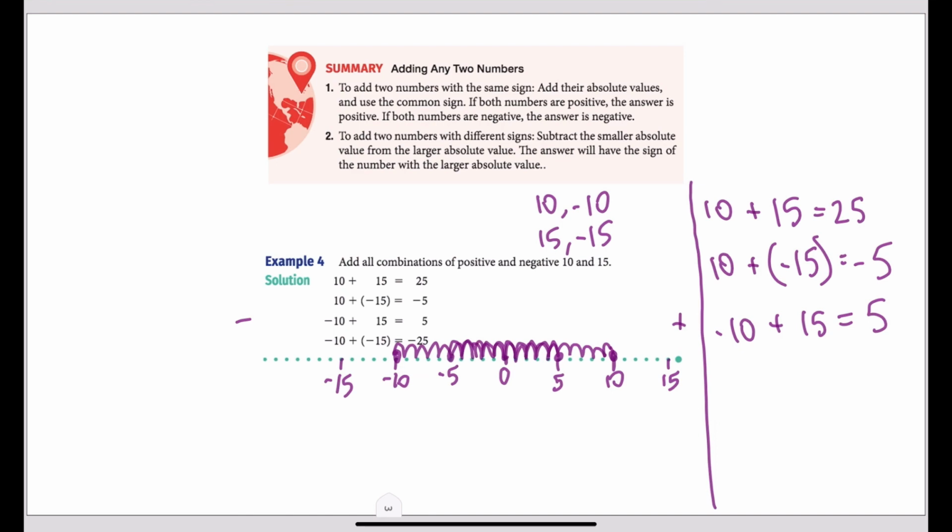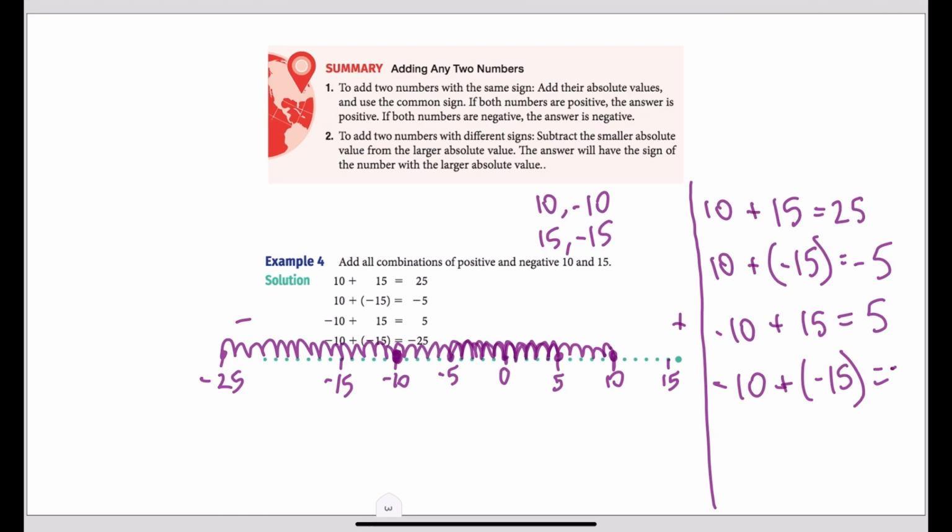Now, what happens when they're both negative? Negative 10 plus negative 15. So I start at negative 10. So I'm going to start here again, and then I'm going to go to the left 15 units. So I'm actually going to start here and go 1, 2, 3, 4, 5, 6, 7, 8, 9, 10, 11, 12, 13, 14, 15. What's that value? That's going to be negative 25.